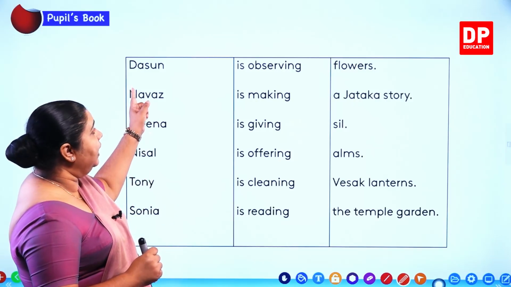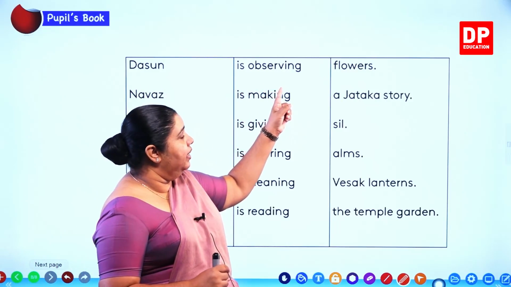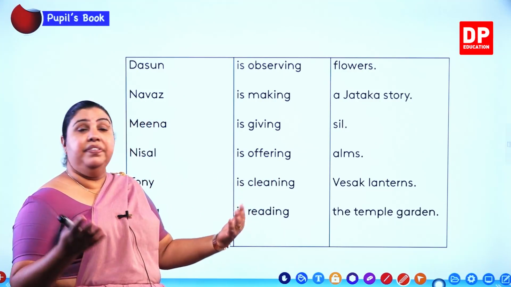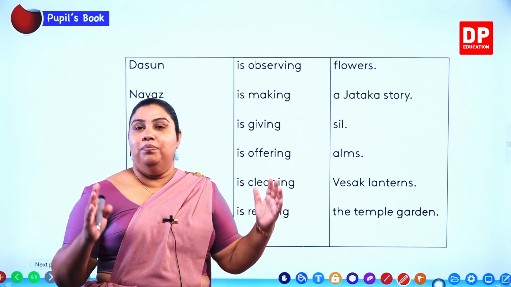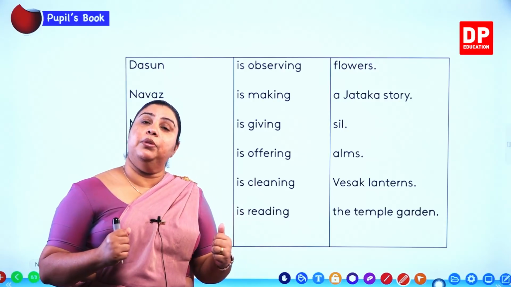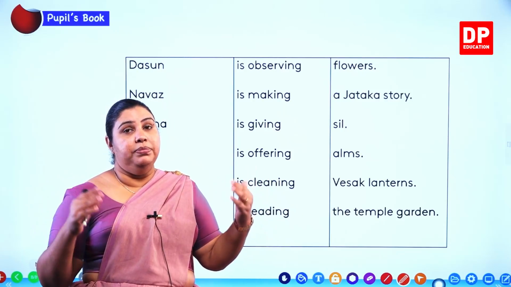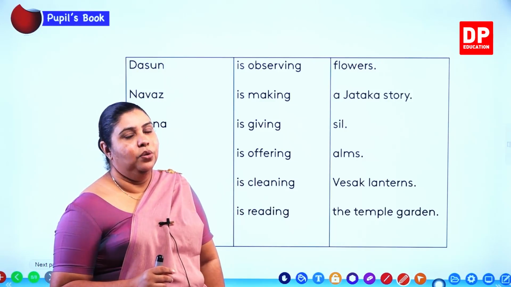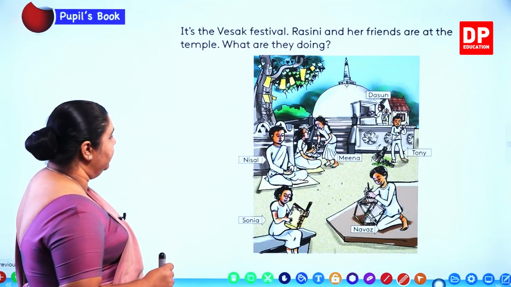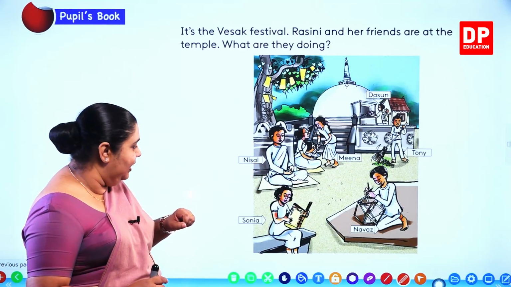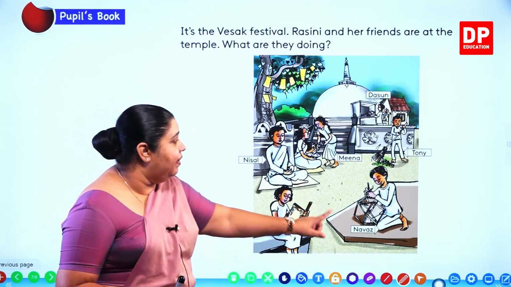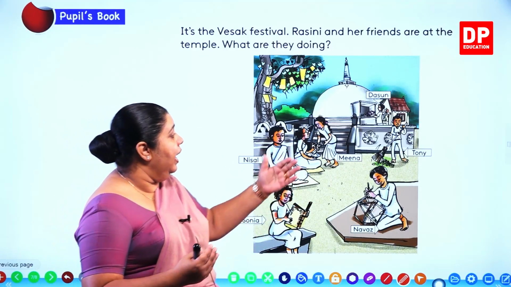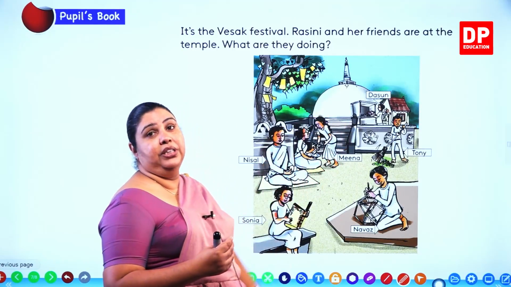Now let's see. Dasun is observing flowers. Now in our picture, did we see Dasun observing flowers? That is wrong. We don't say observing flowers. observe කියන්නේ පුතේ අපි සිල් ගන්නවට නේද පුතේ? So we can't say observing flowers. That is wrong. Now in our picture, who was observing sil? Shall we go back to the picture once again? Nisal is observing sil. Sonia is reading. Nawaz is making the Vesak lantern. Meena is offering the alms. And Tony is cleaning the garden and Dasun is offering flowers.